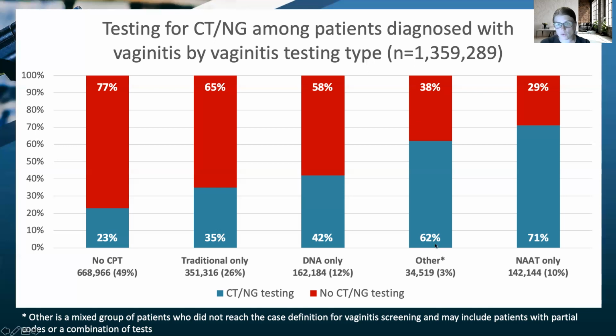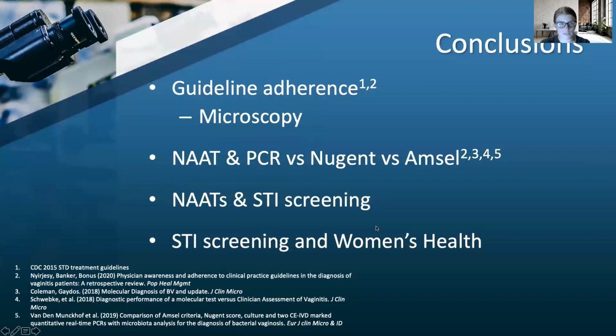And then we have this other group, which is patients who had partial codes or a combination of tests, and it's only 3% of the population. And even though they had 62%, it's hard to ascertain what that actually tells us.